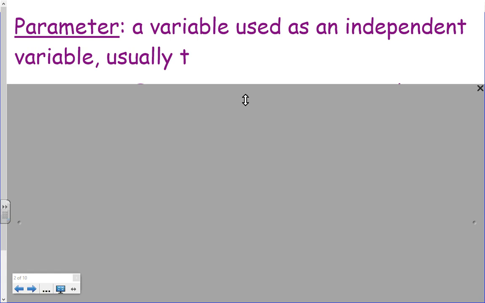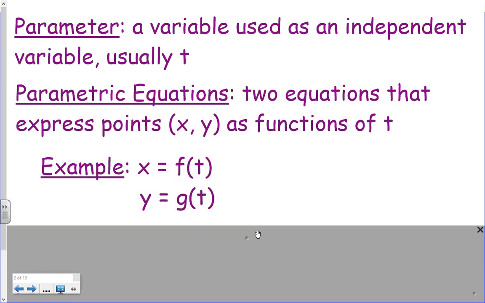That's what we end up with when we're talking about a parametric equation, which actually I guess is jumping ahead a little bit, but that's the next term here. Parametric equations are just two equations that express points x and y as functions of t. So in this example you can see here we've got x is defined as some function f of t, and y is defined as some function g of t. Now it could be the case that those are both the same, but most of the time we're going to find they're different. But x is defined in terms of t and y is defined in terms of t.